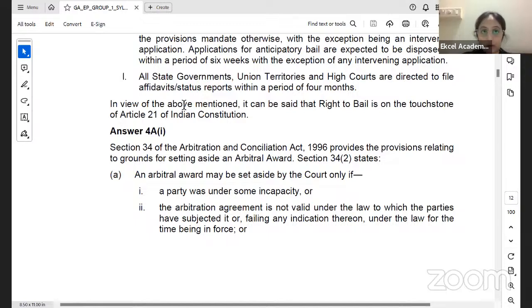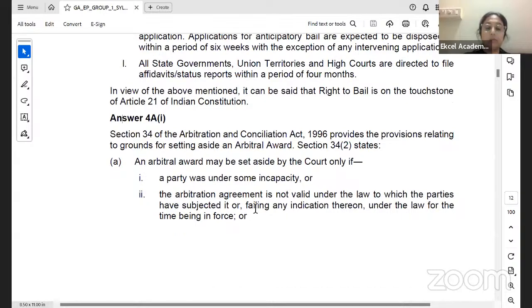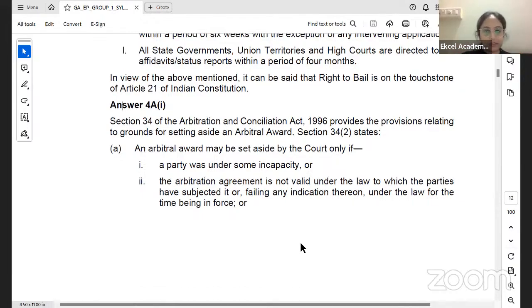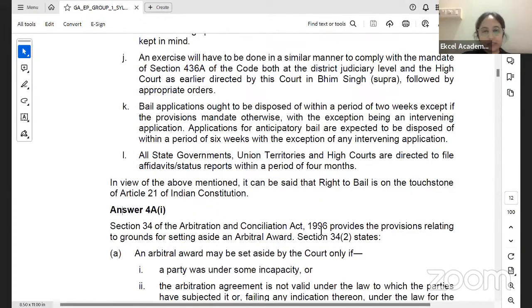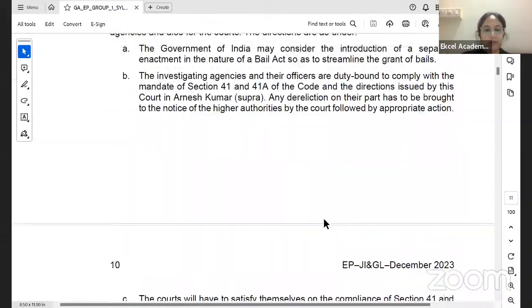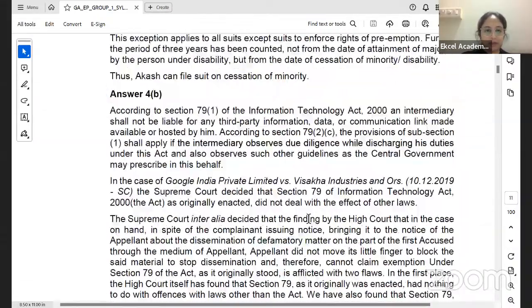Okay, so in view of above mentioned, it can be said that right to bail is the touchstone of Article 21 of Indian Constitution. So right to bail is mentioned in Article 21, and before you grant the bail or reject the bail, or before you come up with any rules and regulations with respect to bail, you have to keep in mind Article 21. That's what it says. Because these are as it is the directions you have to write. So those points you have to keep in mind and write it.